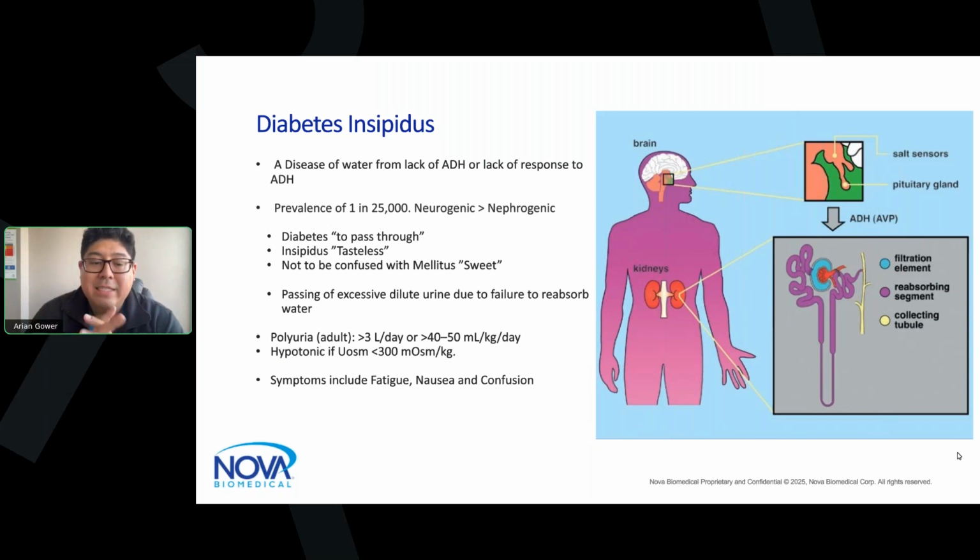Again, diabetes insipidus is a disease of regulating water. This passing of excessively dilute urine by failing to reabsorb water when appropriate essentially causes polyuria with very hypotonic urine, polyuria being defined by greater than 3 liters of urine output in a day. Now, if this is left unchecked, hypotonic polyuria can cause a patient to become hypernatremic with symptoms that include fatigue, nausea, and confusion. Next slide.